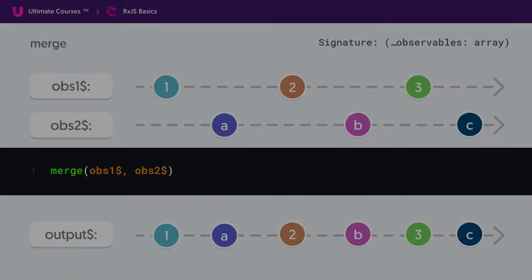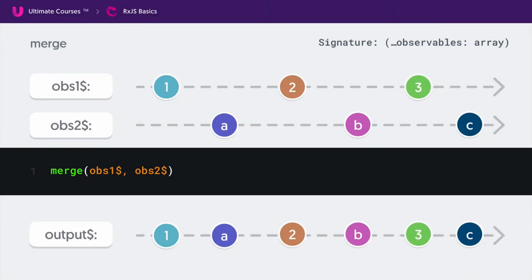To recap, merge joins together multiple observables, emitting any values emitted by any of these observables. You should use merge when unifying the emissions of observables that solve or relate to a common problem or piece of functionality, like we saw in the countdown example.